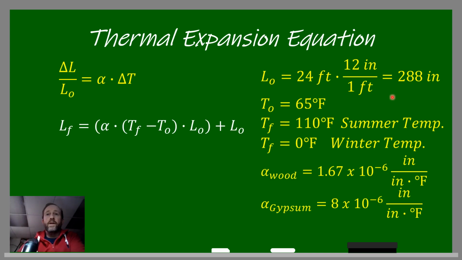So back to some of our information we had. Our length original was 24 feet. I've now converted it. 12 inches over a foot becomes 288 inches. Our temperature original, our temperature not, I'm using 65 degrees Fahrenheit, a nice walking around day. Temperature final for summer, 110 degrees Fahrenheit. Temperature final winter, 0 degrees Fahrenheit. My coefficient for the wood, I am using 1.67 times 10 to the negative 6, and my gypsum or drywall is 8 times 10 to the negative 6. I'm going to use these values and put them into this formula to find my length final.